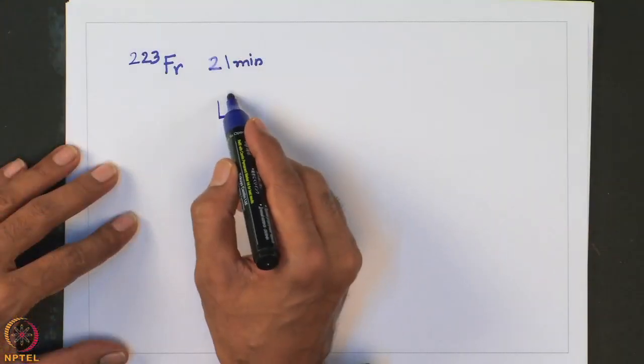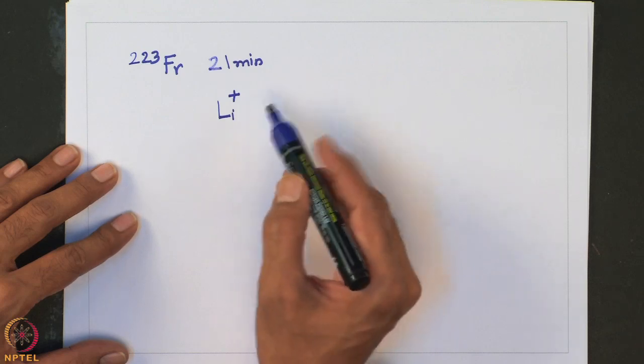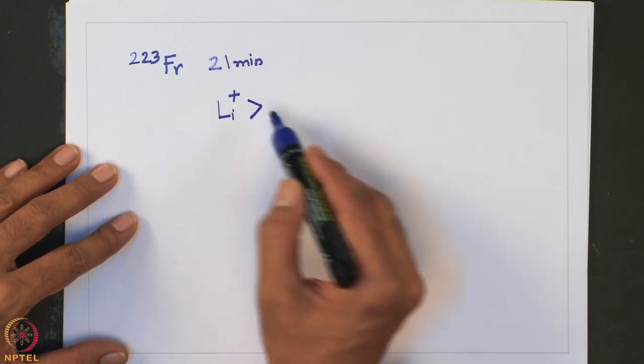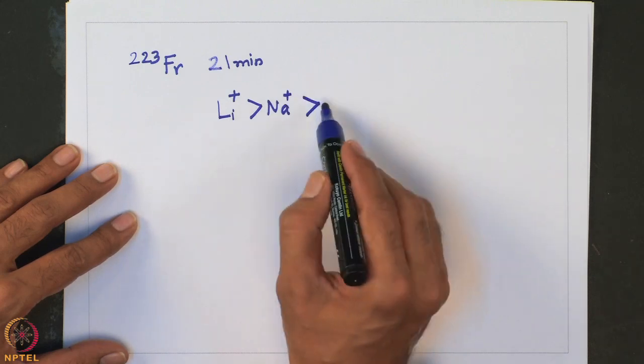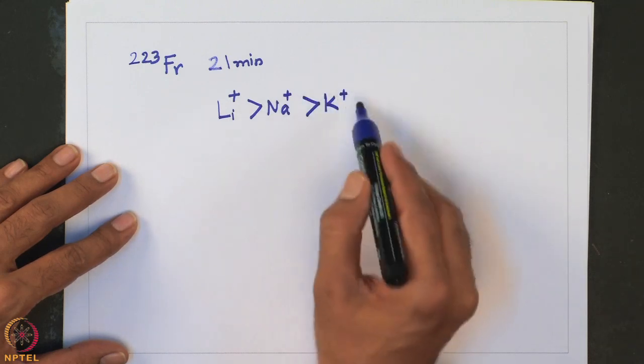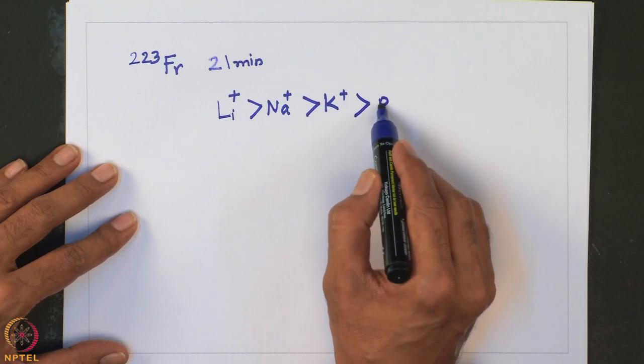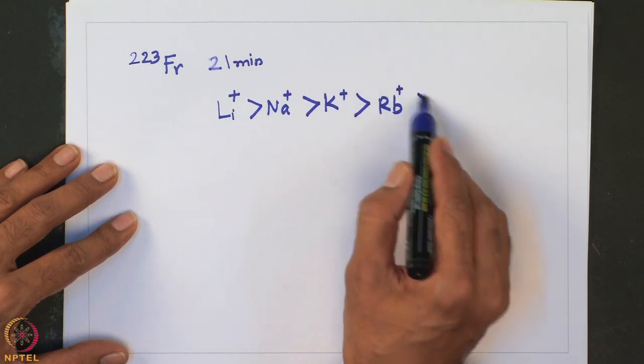That means if you look into the hydration enthalpy, it follows this order: maximum hydration enthalpy is shown by lithium, and then sodium, and then potassium, and then rubidium, and then cesium.